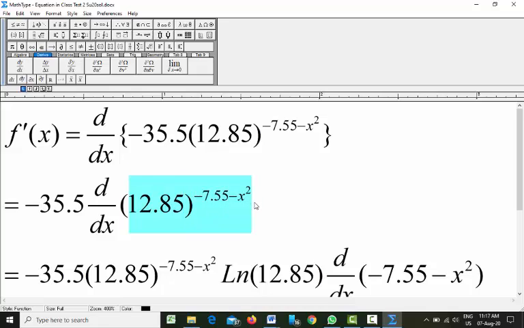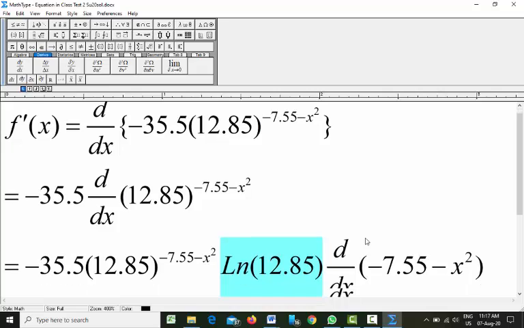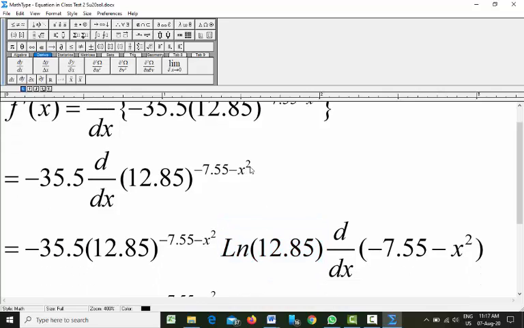The remaining part. Here you can see that we have a power over this number. As I said before, we will get exactly that one. And then we will take ln of 12.85, and then we will do differentiation of the power part.